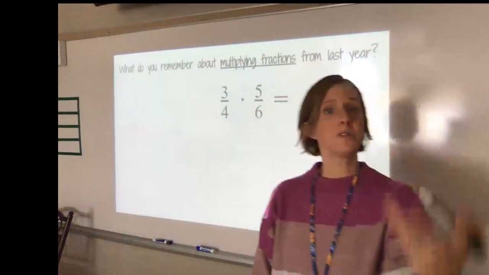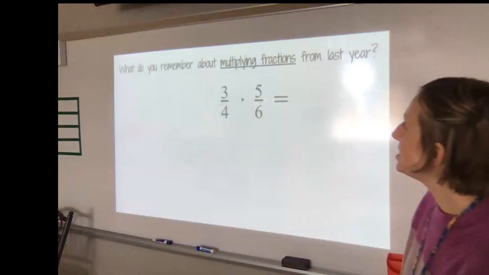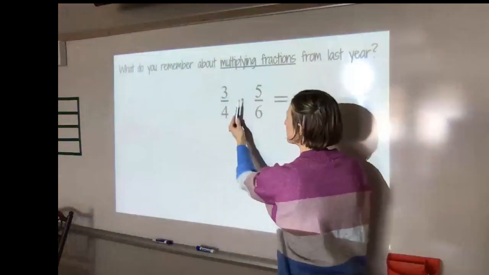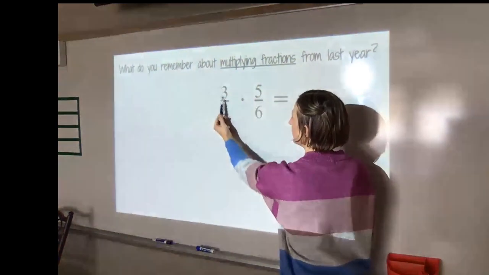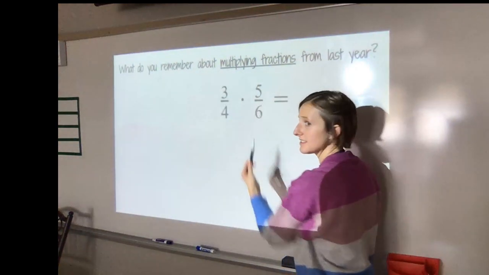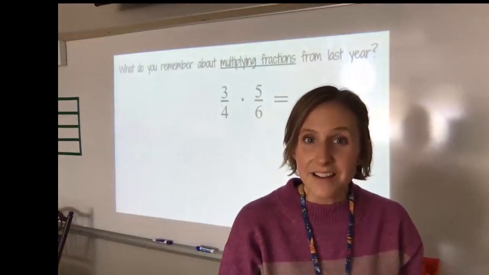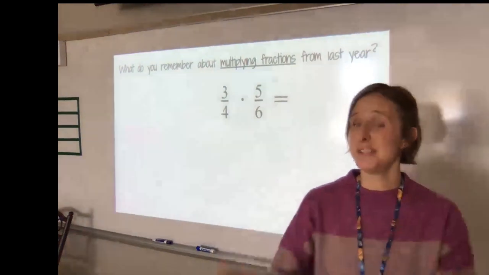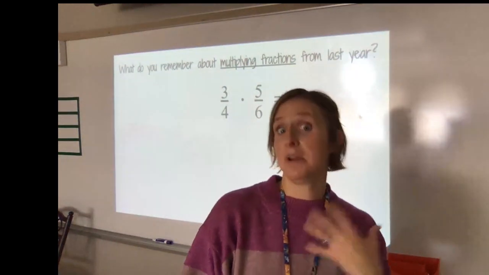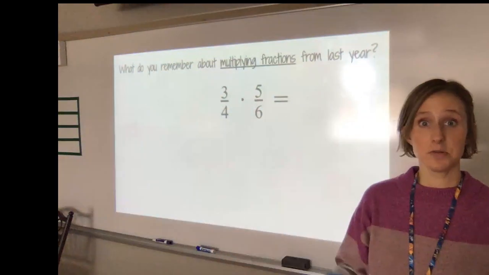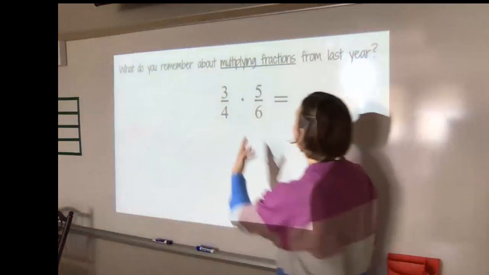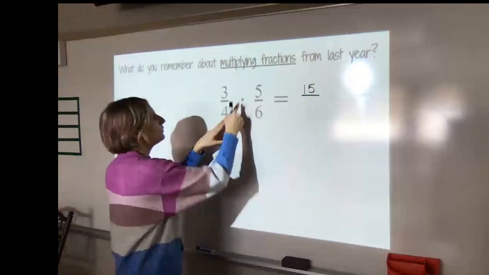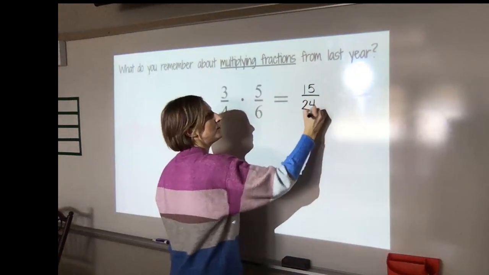Nothing you need to write in your notes, just let's review here. What do you remember about multiplying fractions from last year? If I have 3/4 times 5/6, I'm taking 3/4 of 5/6. How do I do that? Maybe you're going, Miss Kluver, I remember that it was a little bit easier than adding or subtracting them. That's how I felt. I just said multiply my numerators and multiply my denominators. So let's do that. 3 times 5 is 15. Again, nothing you need to write down. 4 times 6 is 24.